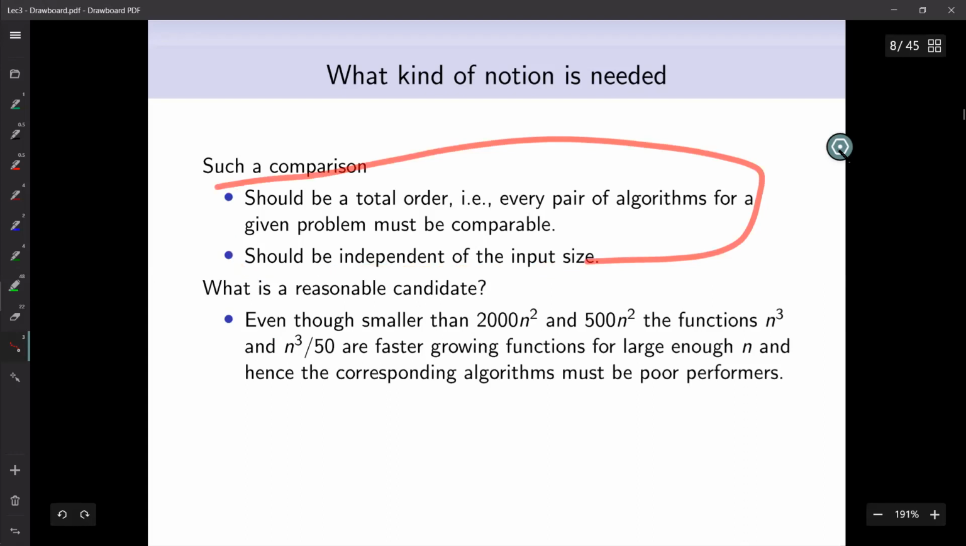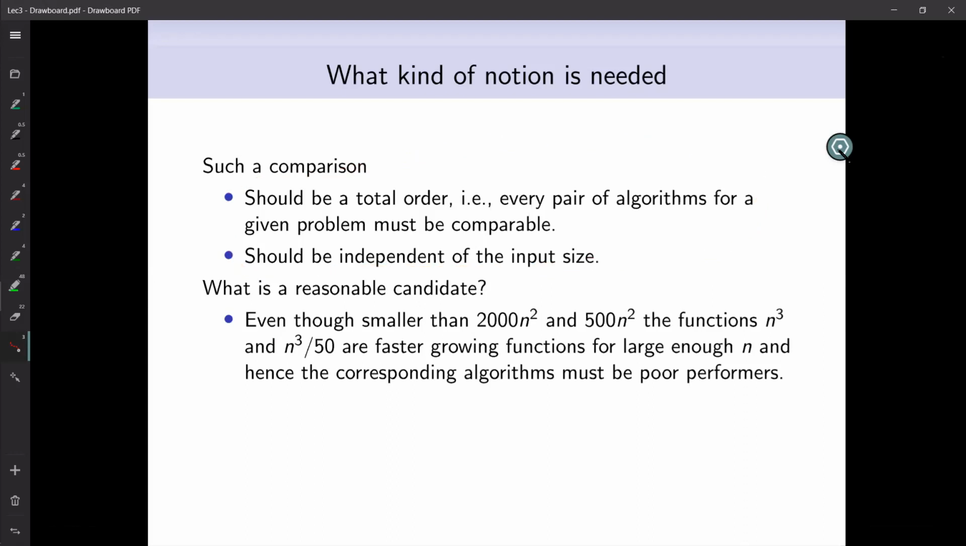I hope I made sense so far. Now let's come up with reasonable candidates. Let's come up with a reasonable way of comparing. So let's look at our functions.